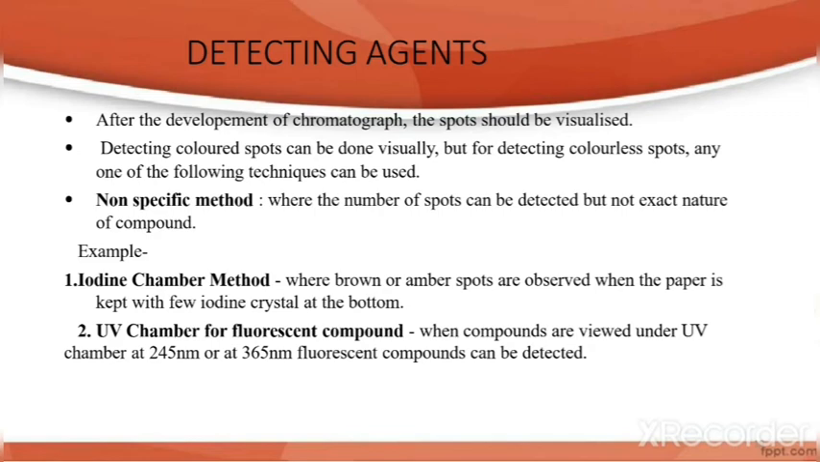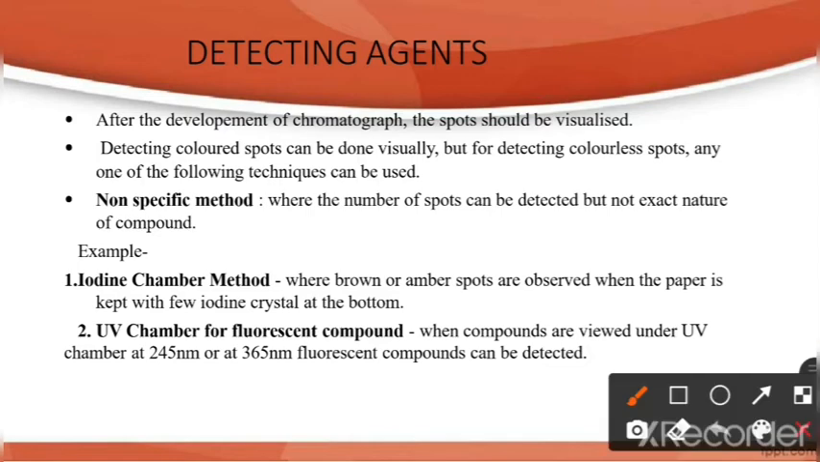Now what are the detecting agents used? Specifically, after the development of the chromatogram, the spots should be visualized. Detection of colored spots can usually be done directly, but for detecting colorless spots, any one of the following techniques can be used. First one, the non-specific method. Here the number of spots can be detected but not the exact nature of the compound. Example, the iodine chamber method. Here brown or amber spots are observed when the plate is kept with a few iodine crystals at the bottom.